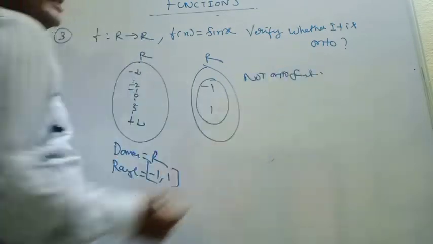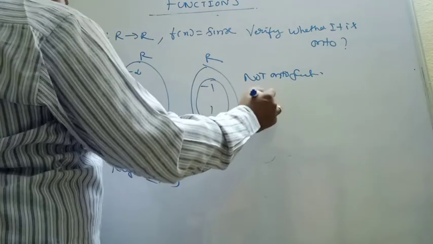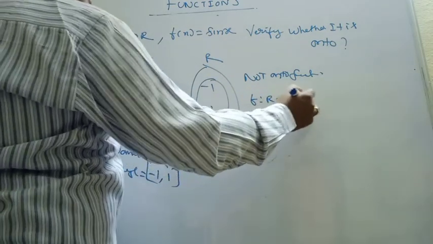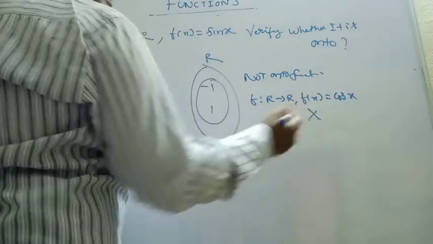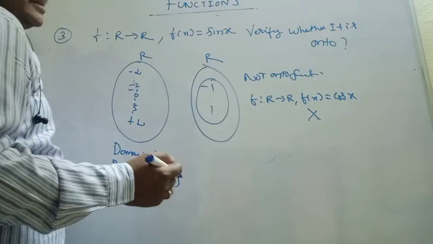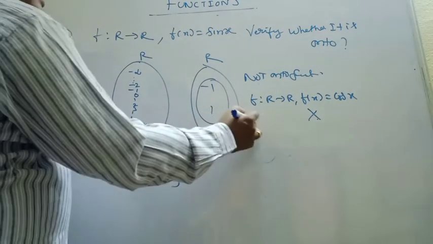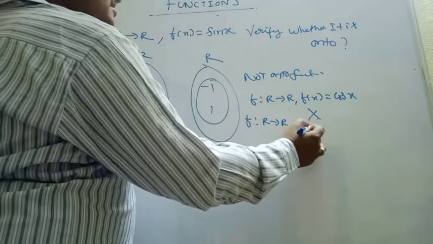If you take cos x also, it is the same thing. f is a function from real numbers to real numbers, and f(x) = cos x. This is also not onto, because the range of cos x is minus 1 to 1. Okay, what about tan x? f is a function from real numbers to real numbers, and f(x) = tan x.